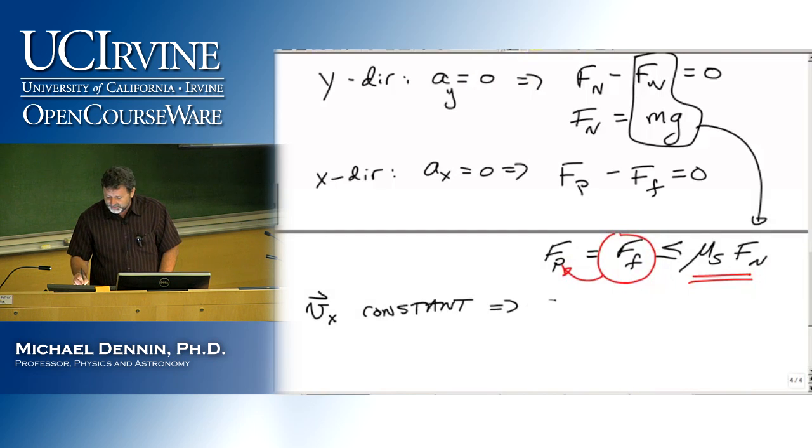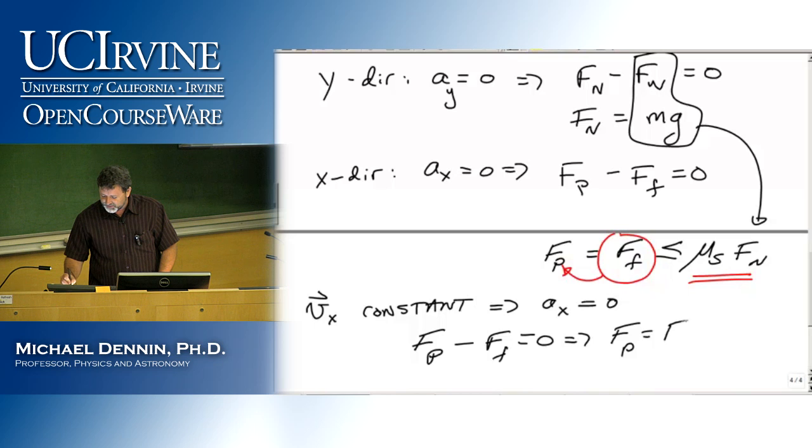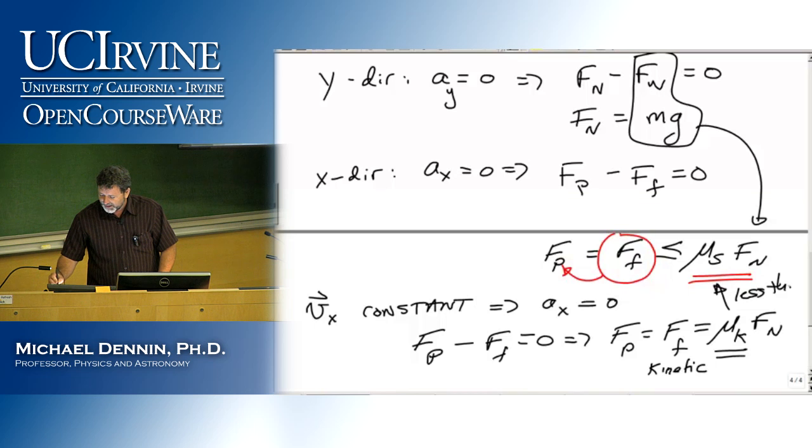So I still have ax equals 0, but for a different reason. It's now moving at some constant speed. Now my Fp minus Ff still equals 0. Fp equals my force of friction, but now it's kinetic friction. And so it's equal to mu k Fn. And the general rule is that mu k is almost always less than mu s.